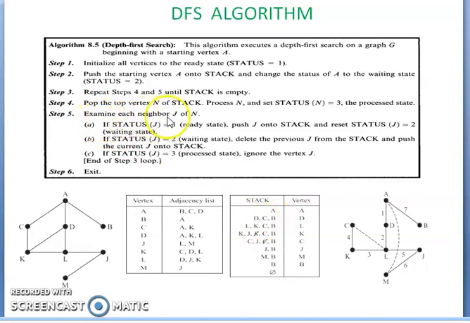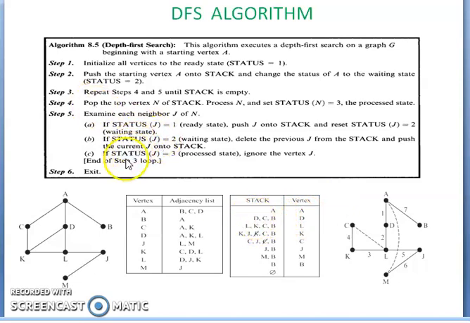So here, examine each neighbor B, C, and D. Initially all these vertices have status 1. If it is 1, then push B into the stack and change the status value to 2. Similarly push C and D. So B, C, D, top of the stack is D. All these vertices have status 2, and vertex A has status 3. A is already processed. So the top of the stack is D.